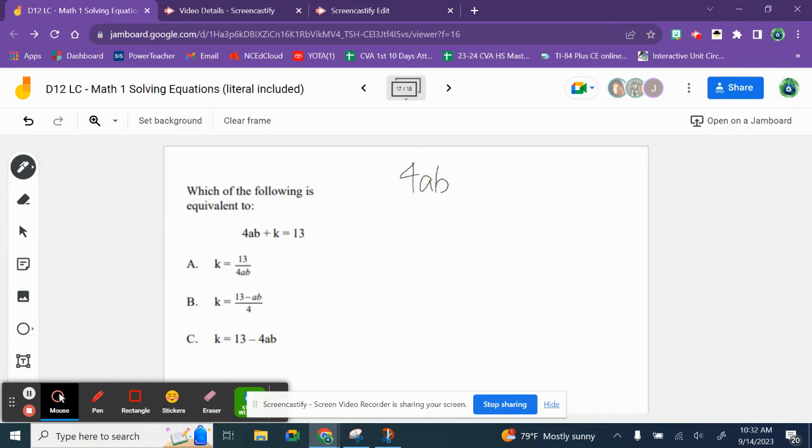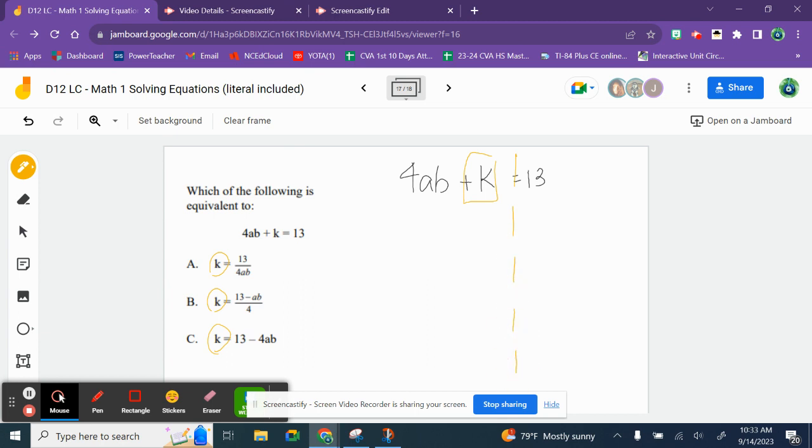So 4ab plus k equals 13. If we look at our multiple choice for a second, because it doesn't give us directions, we are solving for k. All of these are for k. So this is our line of great divide. And now we have to figure out what to move.